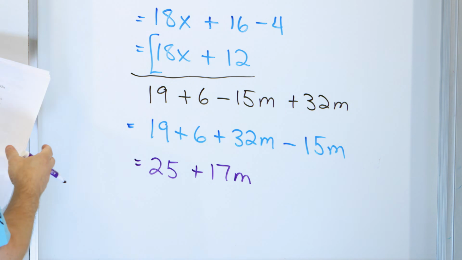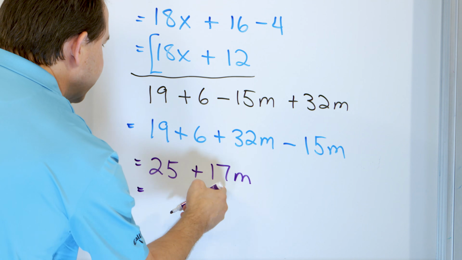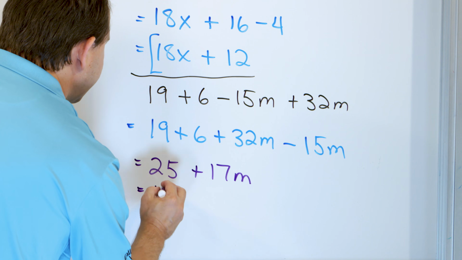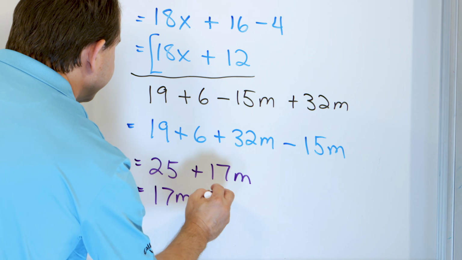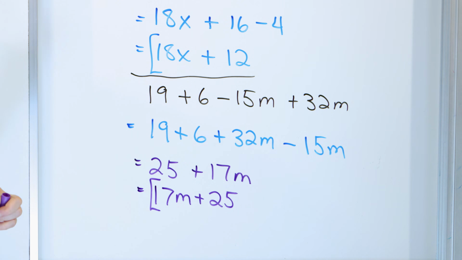And so we have 25 plus 17m, and we can flip the order anytime we're adding, so we can put the term with the variable first. So 17m plus 25, and that's the final answer.